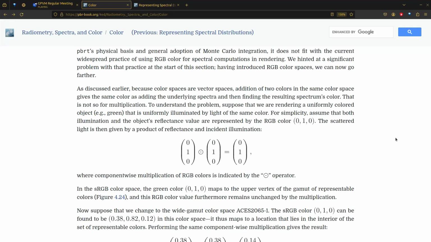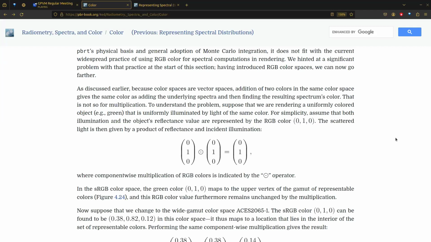Because color spaces are vector spaces, addition of two colors in the same color space gives the same color as adding the underlying spectra and then finding the resulting spectrum's color. It's not so for multiplication. To understand the problem, suppose that we are rendering a uniformly colored object, something that's green, uniformly illuminated by a light of the same color.